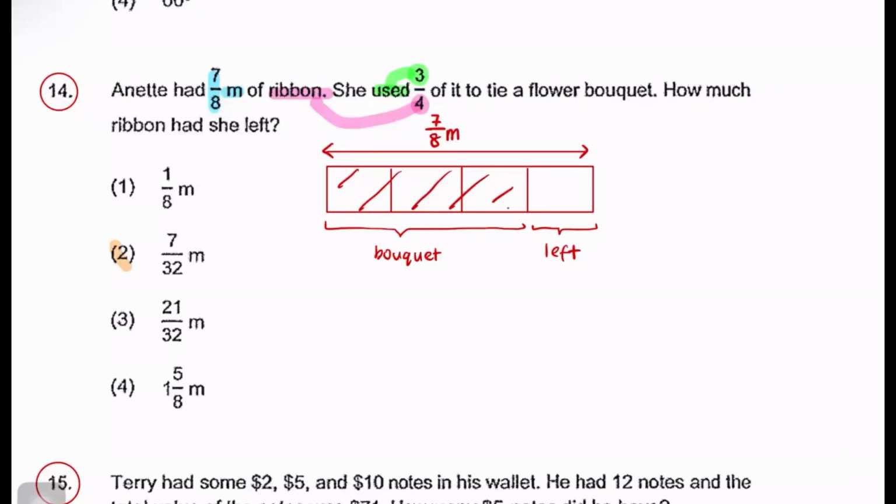How do we do that? Find 1 unit. We know that 4 units is 7/8 meters. How do we find 1 unit? Yes, we divide by 4. So 7 over 8, we need to divide by 4. How do you do this without calculator? How to divide a fraction without calculator?